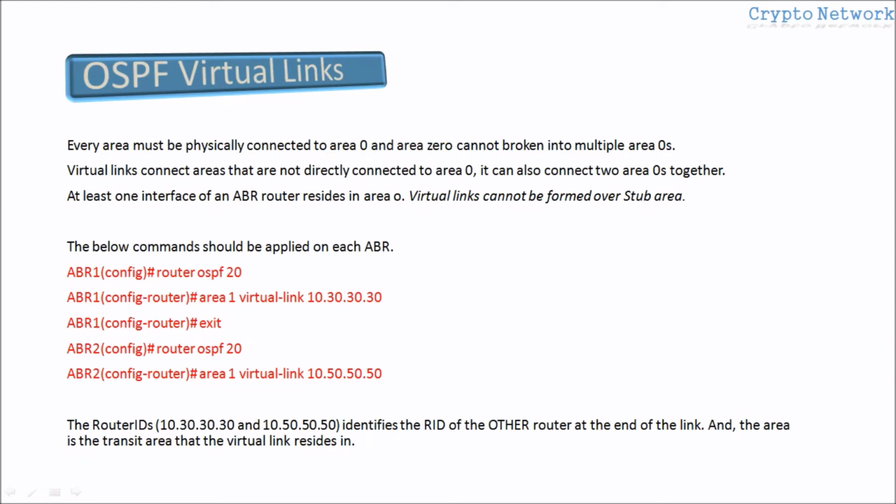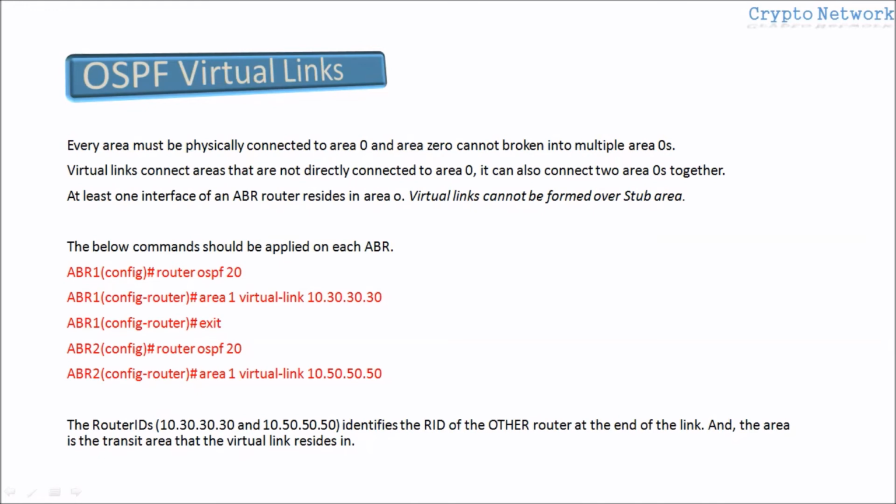We have to configure, under the router OSPF process, area ID virtual-link and the virtual link ID, the router ID of a neighbor router, of an ABR router. So the ID should be the router ID of that neighbor router. It would not be the IP address of the neighbor router or the address associated with the virtual link neighbor.